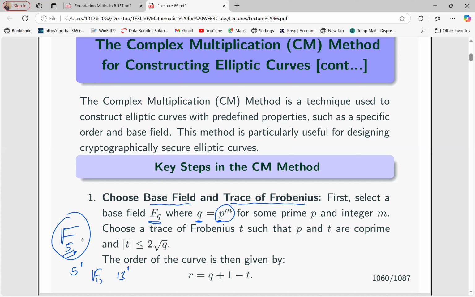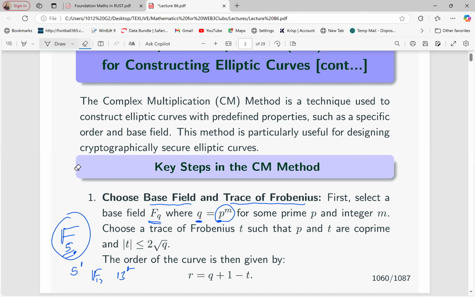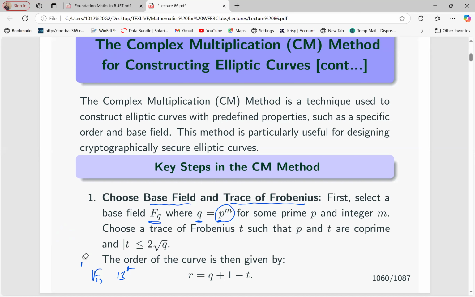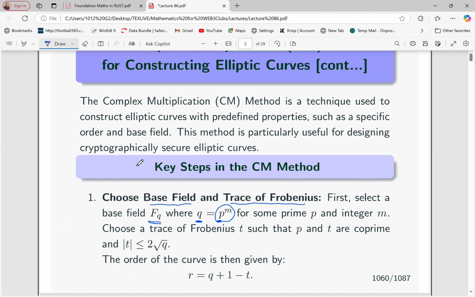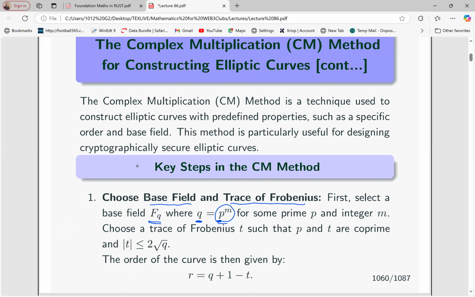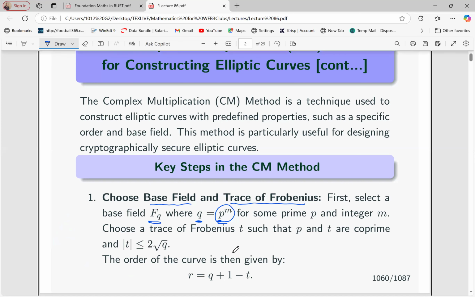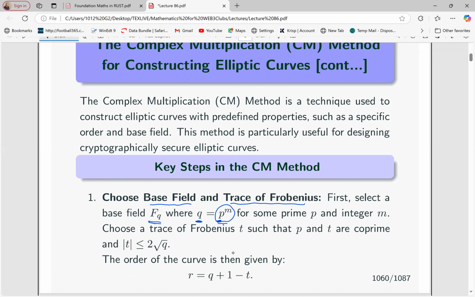But these are cases where M is 1, but you may want M to be some other integer. It's not necessarily 1. So that is what to consider. The first thing you consider while choosing the field is that your Q must be one that can be written in this form. Then after that, you calculate the trace.